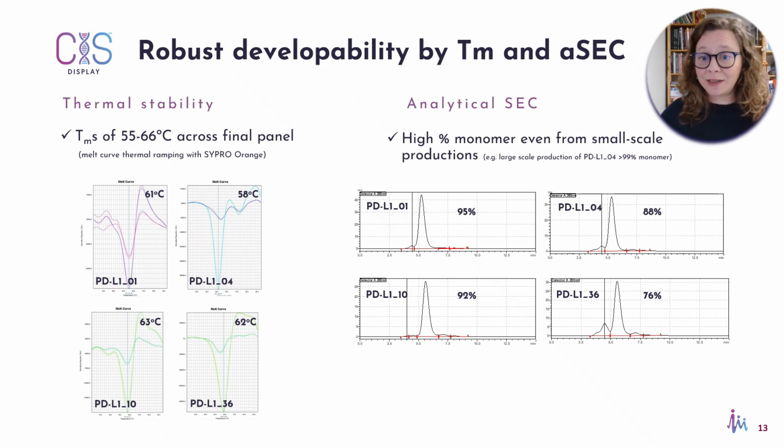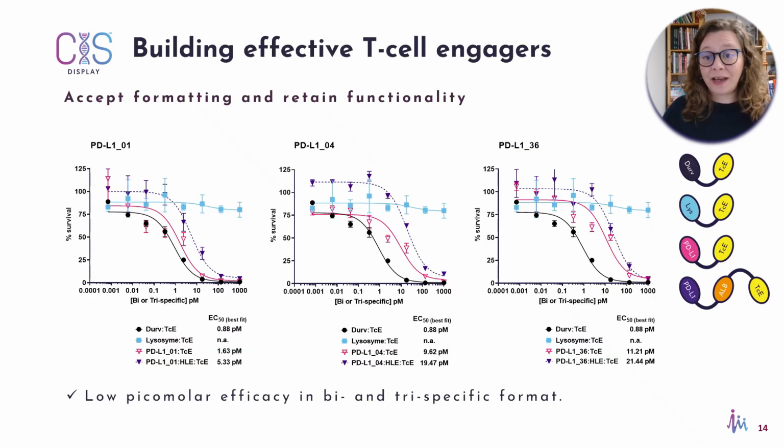In the cases where this value is lower, this is due to the low scale production to which this analysis corresponds. For the example of clone number 4, when we performed large scale production, we did observe a much better percent monomer, so over 99%, which is excellent. So good developability conditions.